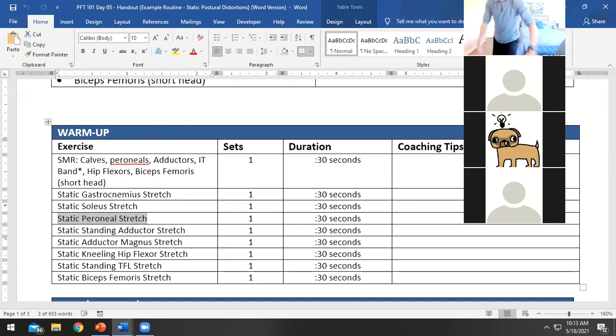A kneeling hip flexor stretch. So we go into a position like this and we drive our arm up. That's going to stretch out my hip flexors right here. We're going to do a standing TFL stretch, which is really similar, where we go into basically the same position, except that we put our foot down and we really lean over like this. So now I've got the front of my hip flexors in the first one and the side of my hip flexor in the second one.